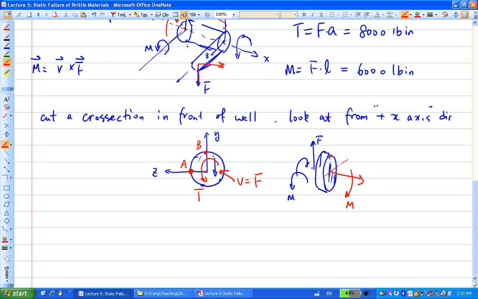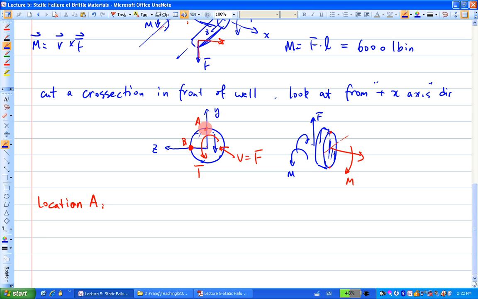So now let's take a look at, I call this A, this is B. Let's look at A first and then look at B here. So look at the location A. When we look at location A, essentially what we do is draw a stress element out of the location A here.